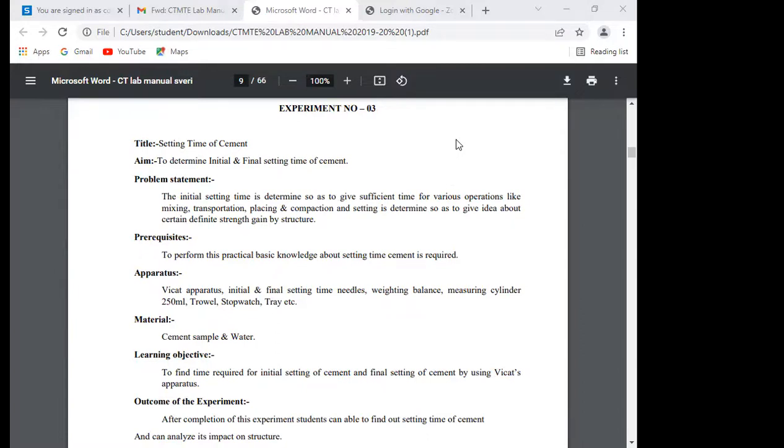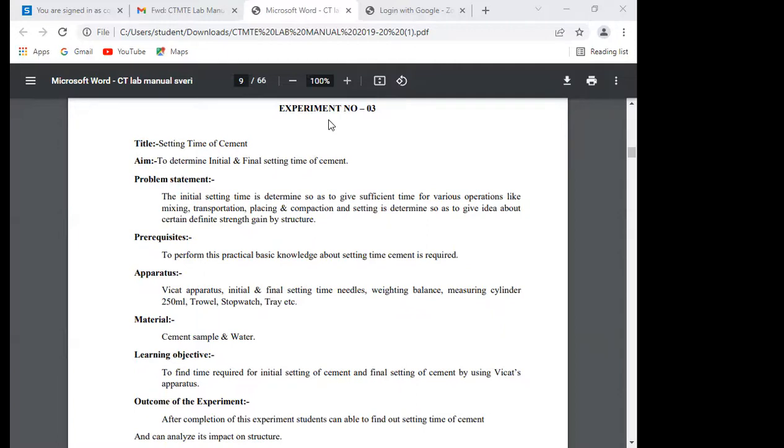Good morning, students. Welcome to the next session of our subject, that is concrete technology, material testing and its evolution. Today we are going to perform our practical number 3, that is setting time of the cement. In our previous practical session, we have completed the standard consistency test of the cement.